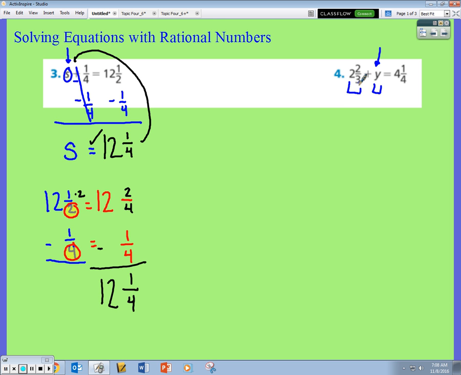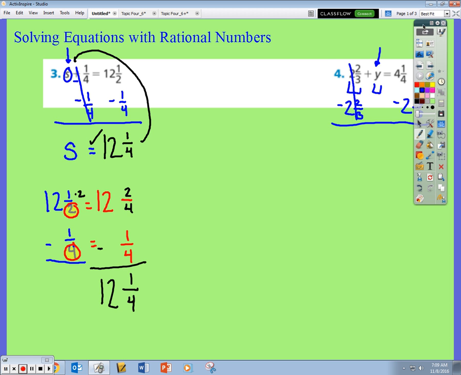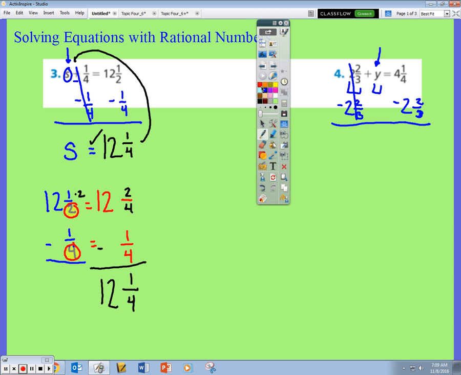Well, this is a positive 2 2/3. So to undo that positive, I do the subtraction property of equality. I'm going to subtract 2 2/3 from both sides of this equation. Now I'll make this a little neater. This cancels out, so all I'm left with on the left side of the equation is the variable y, which I am happy with. Equals. Now on the right side of the equation, I have 4 1/4.